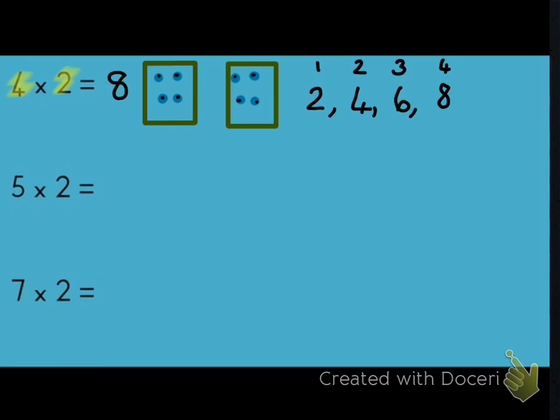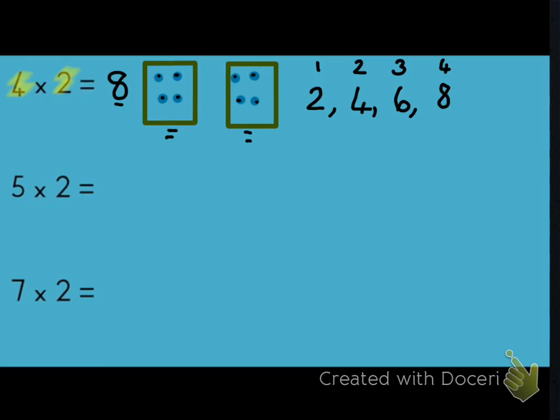And my last secret we already did. The 2 groups. And the answer was also 8. So it is clear to see that 4 times 2 is 8. Let's look at the next sum.